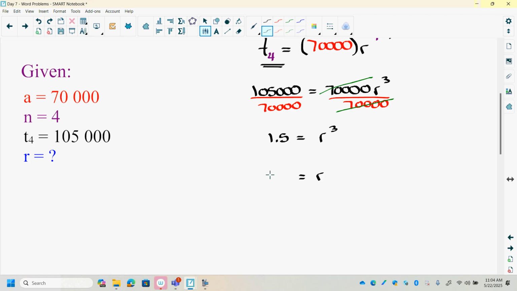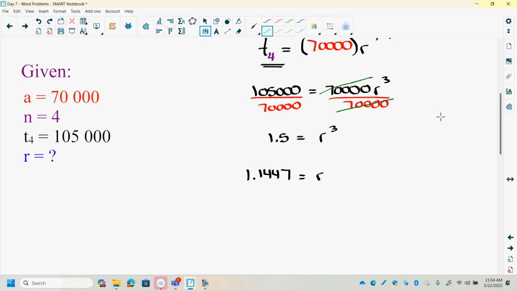What is the cubed root of 1.5? If I go to 4 decimal places, what do I get? 1.1447. Yes? That is the common ratio. So if I took 70,000 and multiplied it by 1.1447, and then took that second term and multiplied it by 1.1447, and then took the third term and multiplied by 1.1447, I'd end up with something very close to $105,000. Not exactly $105,000 because I rounded, or I only went 4 decimal places.